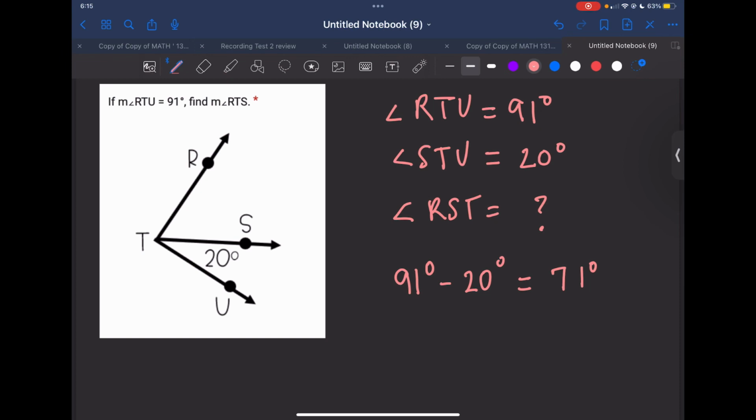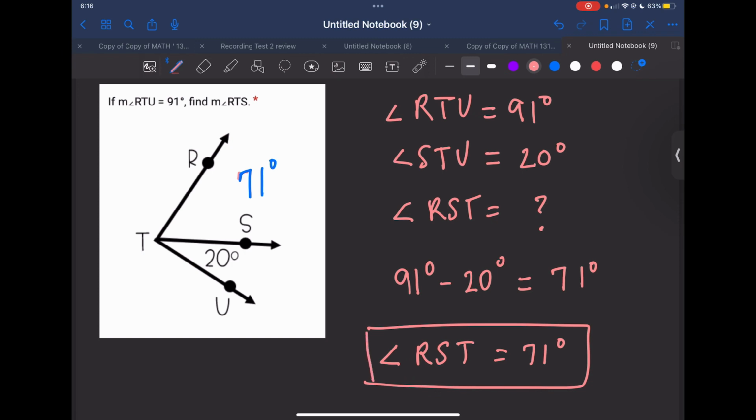So let's think about this. Let's use a color you can see. 71 degrees. And then if I'm adding, 71 plus 20 equals 91. That's what I got. So now I can say that the measure of angle RST equals 71 degrees. That's my answer.